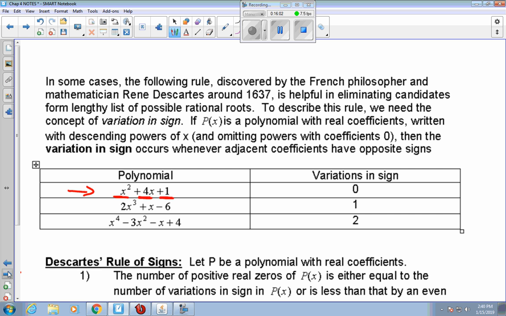0. In the second one, 2x cubed is positive. X is negative. I'm sorry, positive. And 6 is negative.